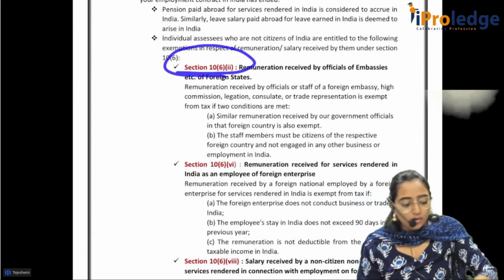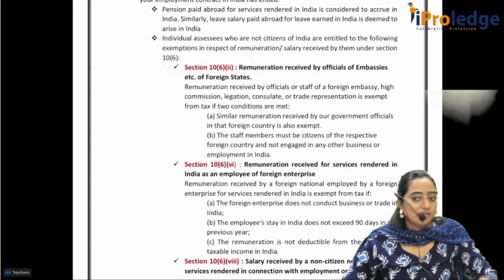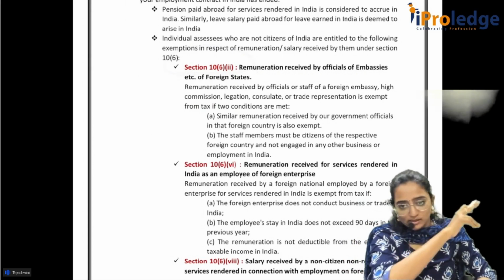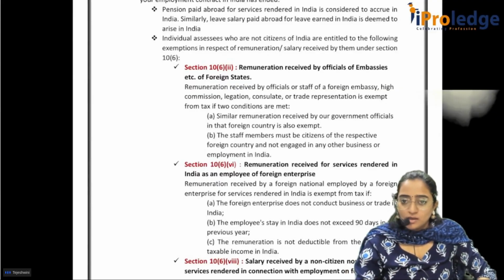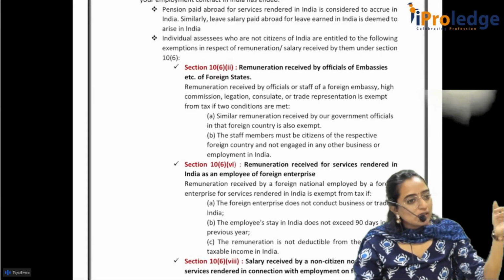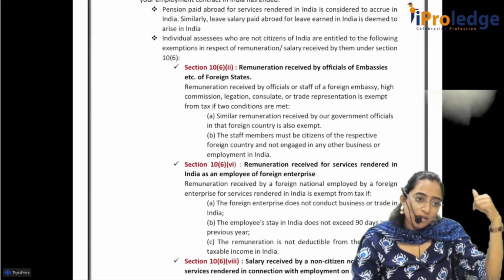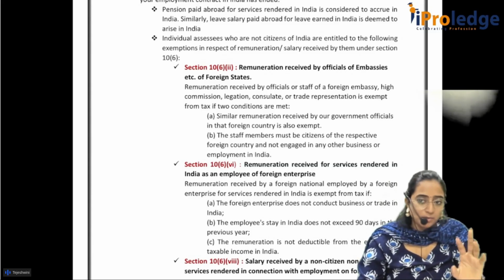Section 10 subsection 6 clause 2 speaks about remuneration received by officials of embassy of foreign states. Now, our Indian citizens are receiving salary in their particular country. Similarly, you have foreign embassies in India. They would be receiving salary in India, paid by their foreign government, but for rendering service in India. Normally that would be considered as accrued or arisen in India and made taxable.